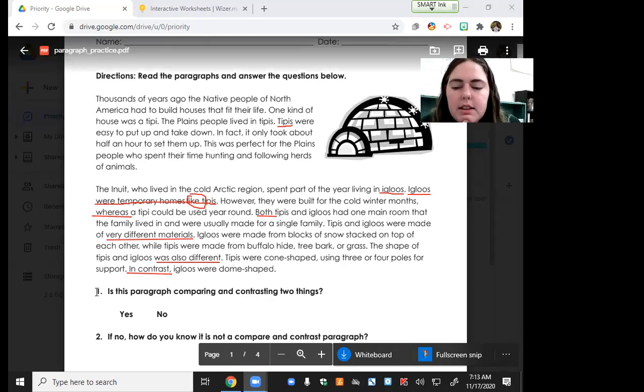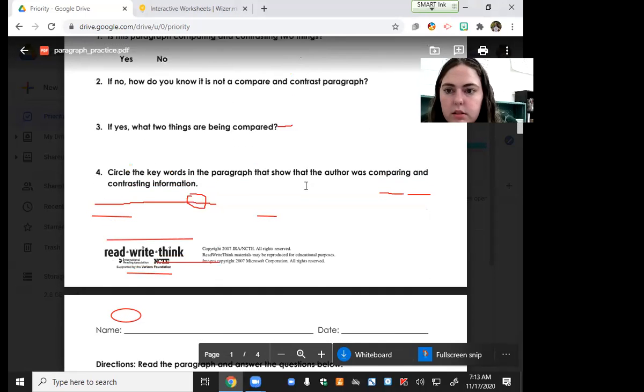So let's see. Look at number 1. Is this paragraph comparing, contrasting 2 things? What do you guys think? Is it? Think about all those signal words we did. We'd like both, different, in contrast. We had 2 different subjects. I would say yes, it was. Yes. Okay.